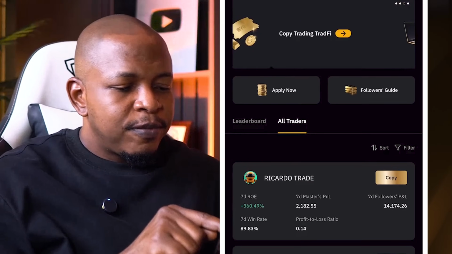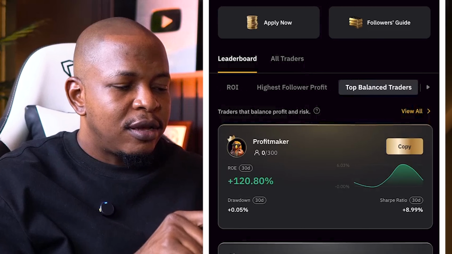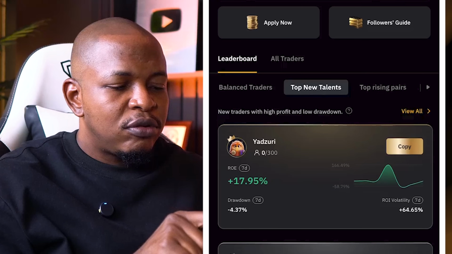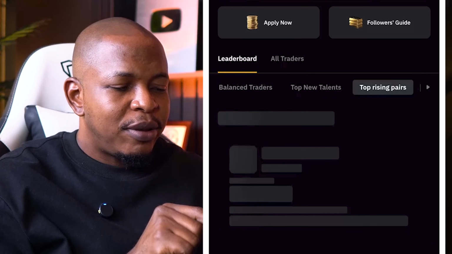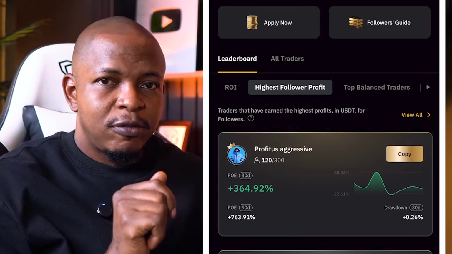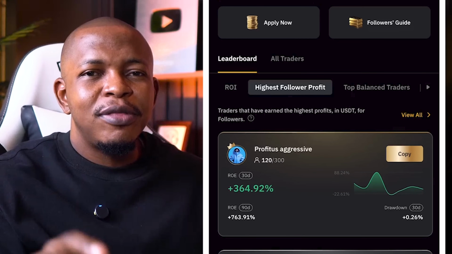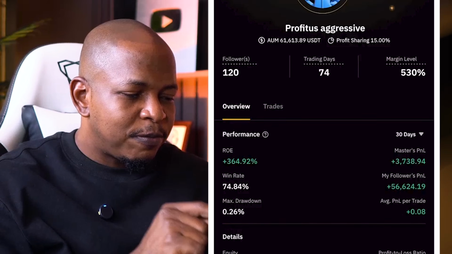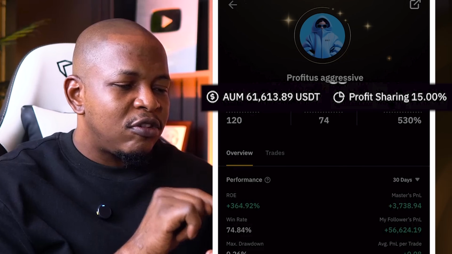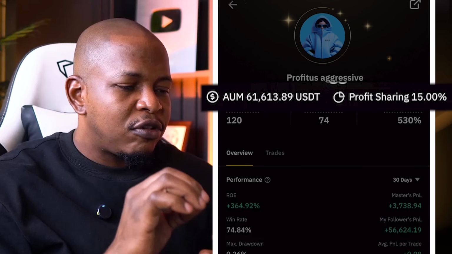There are two tabs here, leaderboard and all traders. Under leaderboard, it is sorted by ROI, highest follower profit, top balance trader, top new talent, and top rising pair. Now I like to select highest follower profit simply because that shows which traders are actually making money for their followers. I'm going to tap on the first one. Where it says AUM, about $61,000 is the amount of money copying this trader, and for profit sharing, he is taking 15% of the money he makes for his followers.